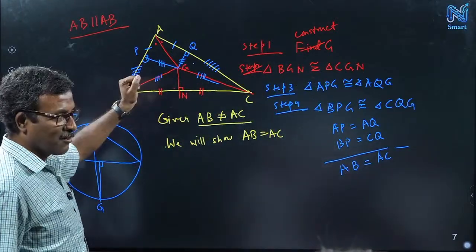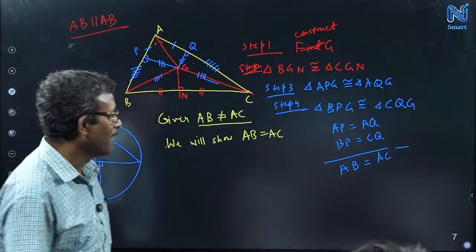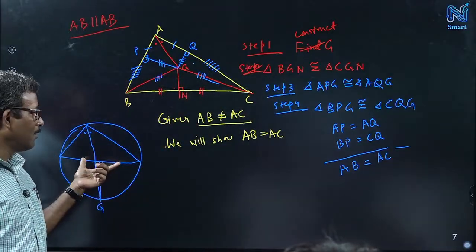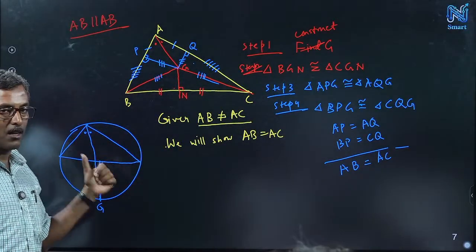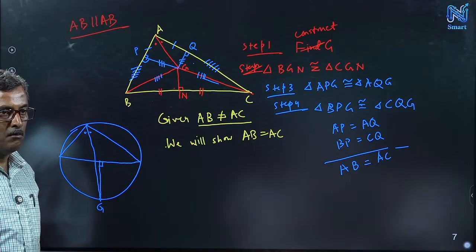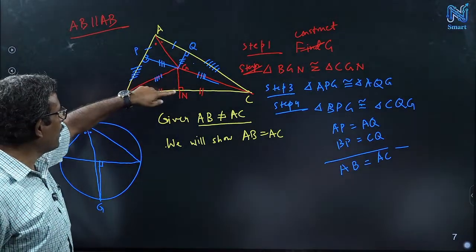So this figure is wrong. Now I will draw the correct figure. Okay, you just write this down. In the next slide I will draw the correct figure. Again, G cannot be the point N.